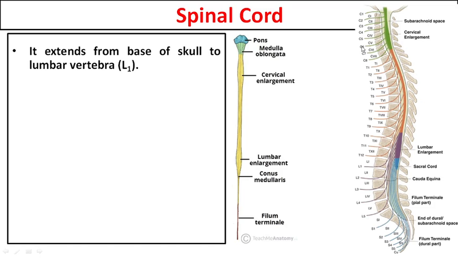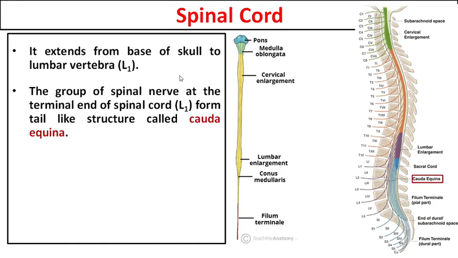So here what we are talking about is the spinal cord. It starts from the base of the skull, which is here, to your lumbar vertebra number 1, which is here, by the way. The group of spinal nerves at the terminal end of the spinal cord forms a tail-like structure called cauda equina. So here you can see that your spinal cord is ending here.